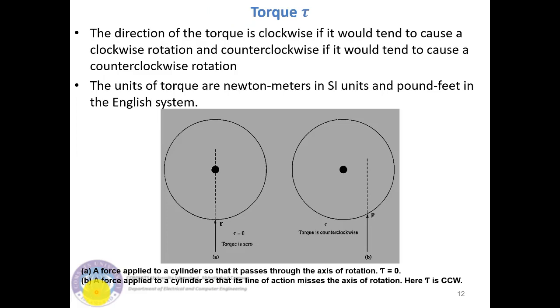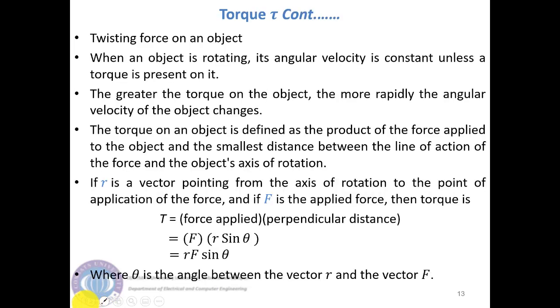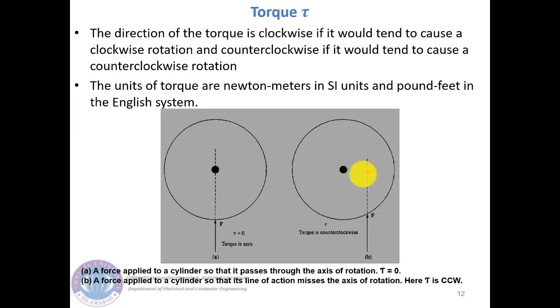Then we defined the torque, and we said that torque is the force that we apply to rotate an object. It could be a counterclockwise torque if the object is rotating in the counterclockwise direction, and a clockwise torque if the object is rotating in the clockwise direction. Then we said that torque can be figured out using this formula: the force applied multiplied by the perpendicular distance, and we have seen that this perpendicular distance is r sine theta.